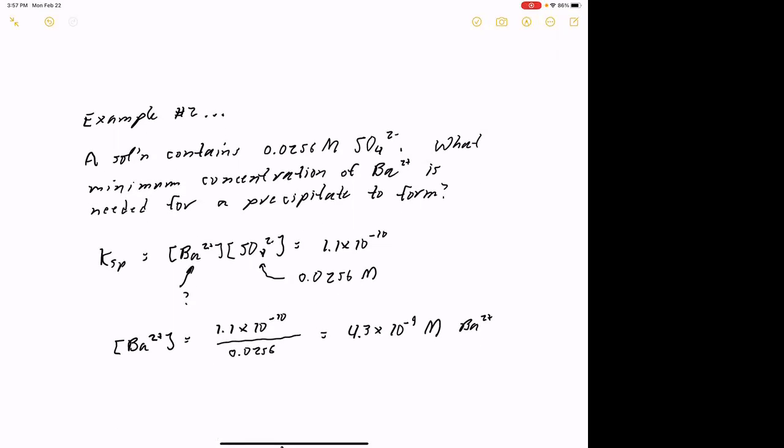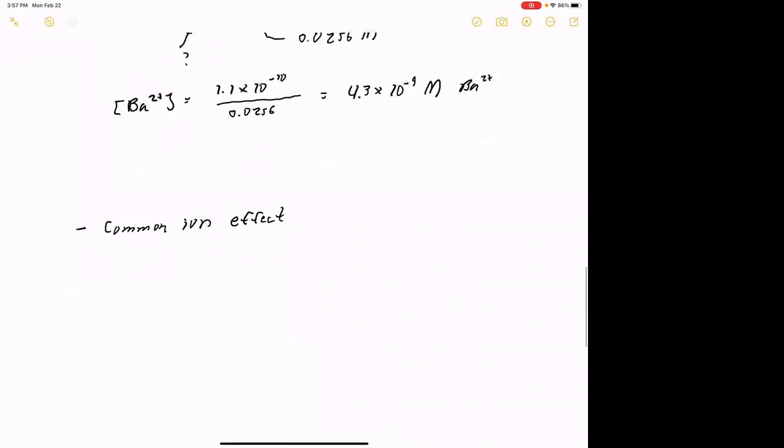Any other questions? All right, so let's talk about one other thing here, and this plays into what we're doing in the lab. It's called the common ion effect. Now, the common ion effect is really nothing more than Le Chatelier's principle employed.